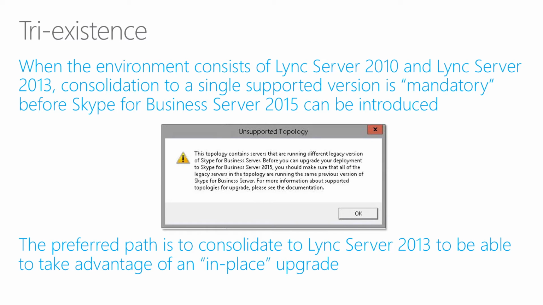If you currently have Lync Server 2010 and Lync Server 2013 in your environment and you attempt to integrate Skype for Business Server 2015, Topology Builder will actually warn you that this is an unsupported scenario. You must consolidate to Lync Server 2013 to be able to take advantage of the in-place upgrade option.